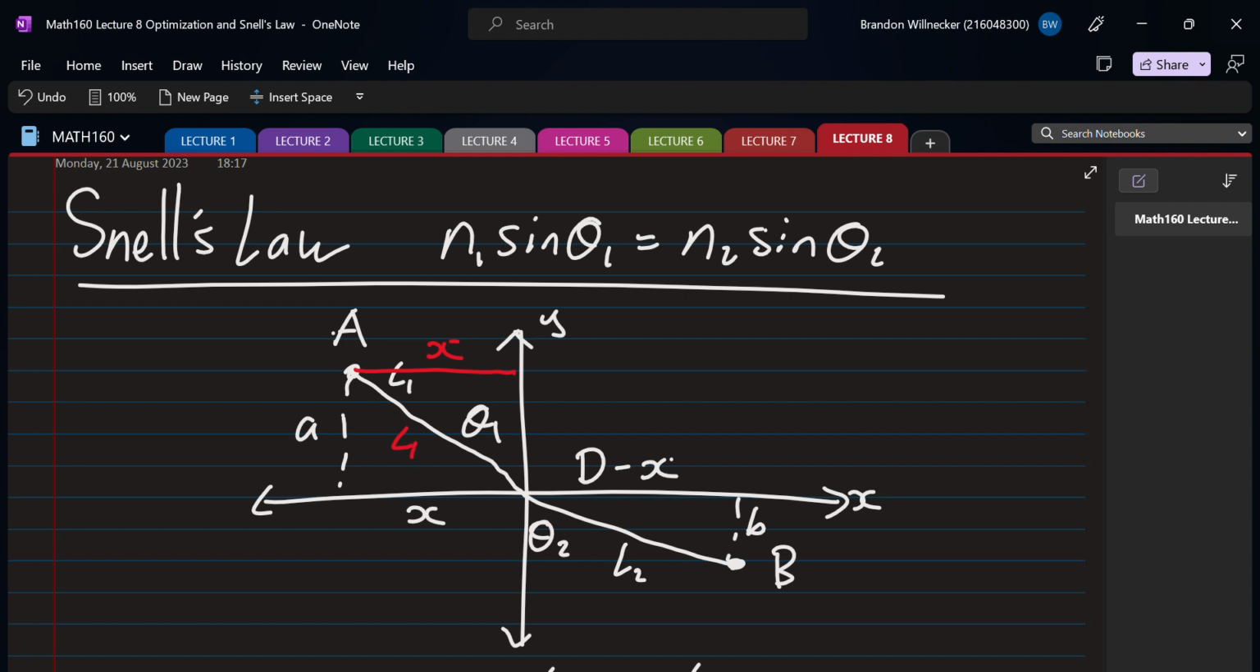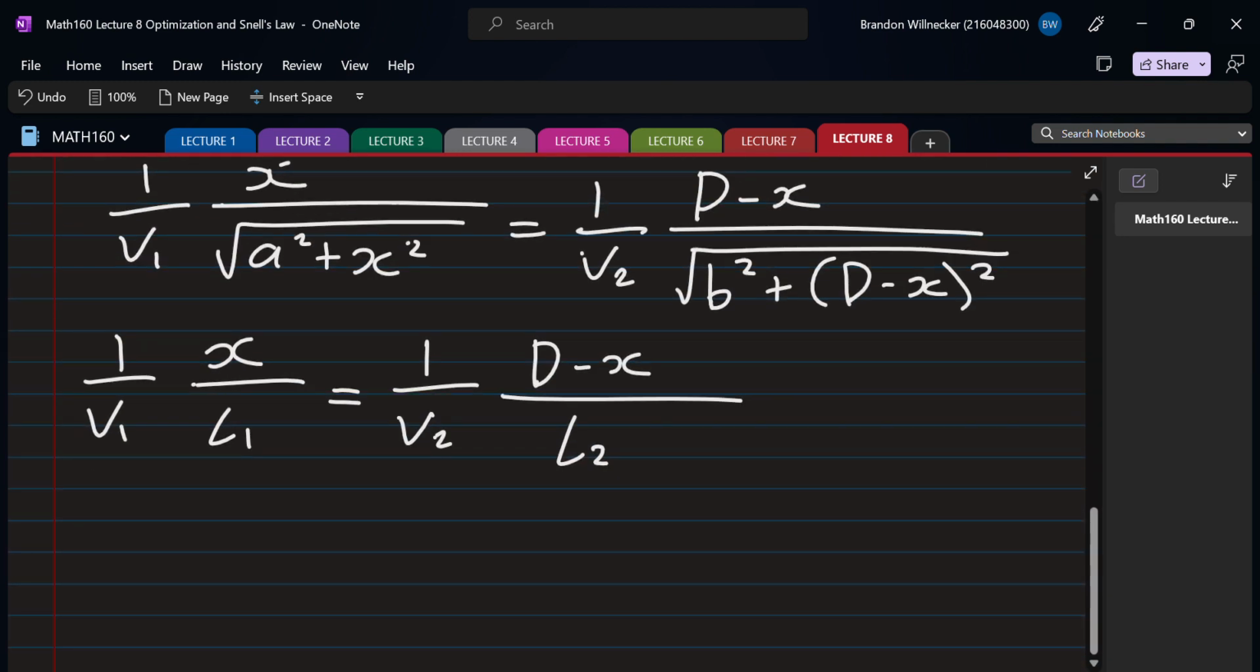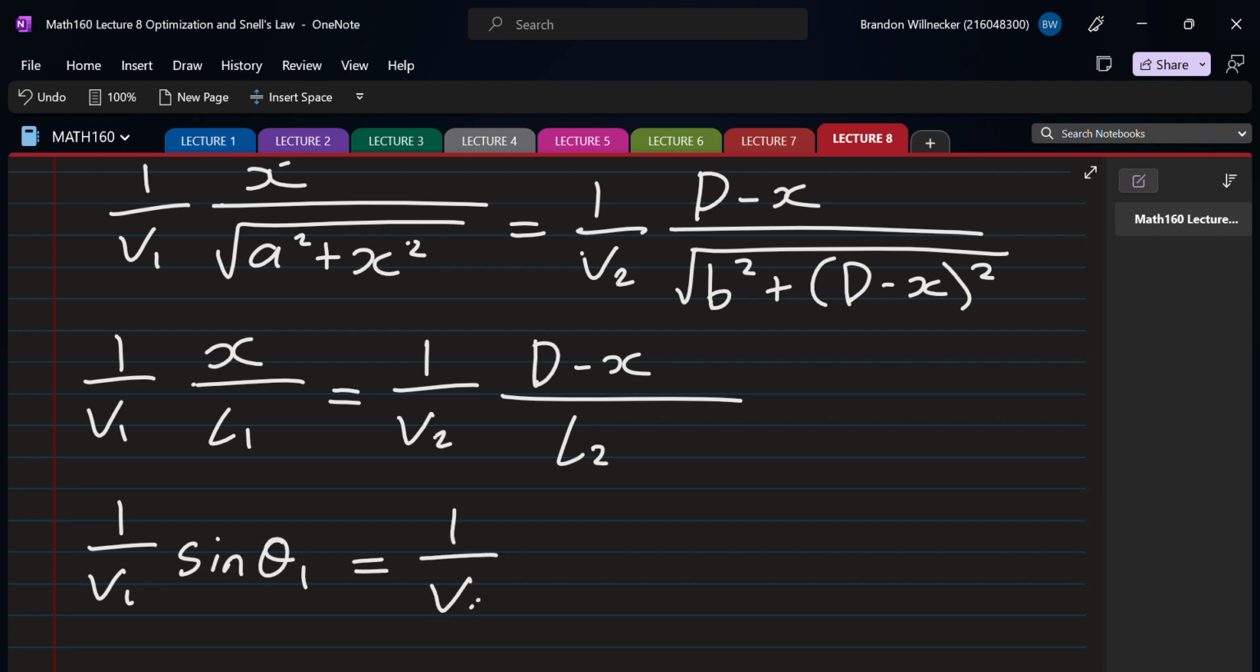So in terms of theta 1, x over L1 is going to be sine of theta 1. Okay, I did go through that in the lecture. And then d minus x over L2 is going to be sine of theta 2. So those two ratios we can replace with sine theta 1 and sine theta 2. Please just go back to your lecture notes if you don't see that immediately. So here we have 1 over v1 sine theta 1 from the trig ratio, and then we have 1 over v2 sine theta 2, again from that trig ratio.